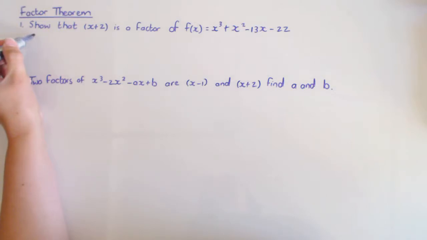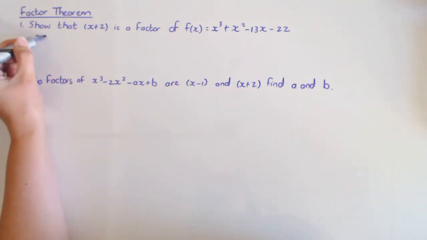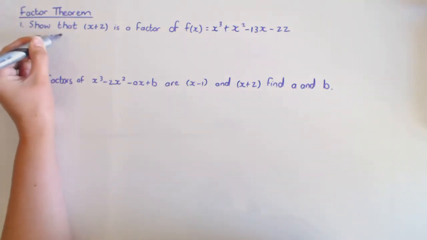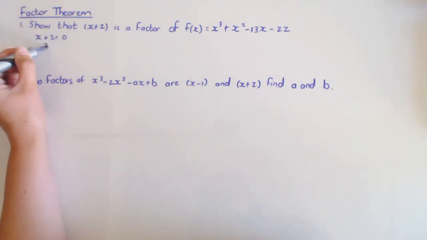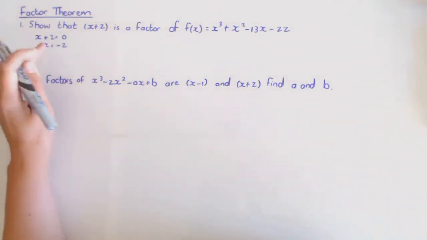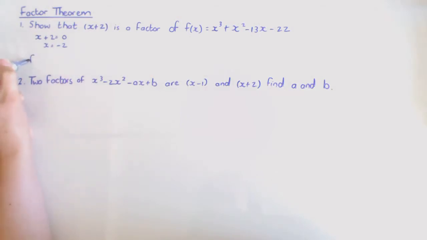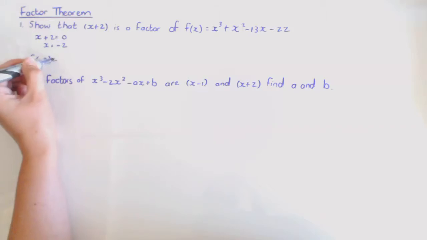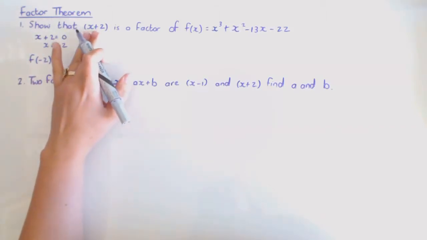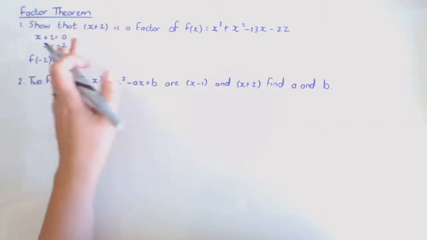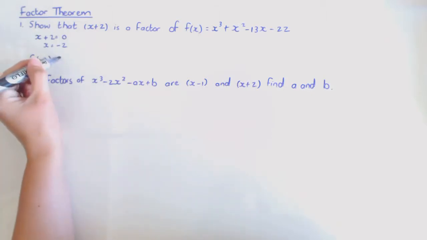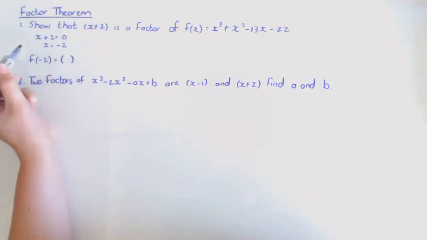With the remainder theorem, what I did was I said x plus 2 is 0, then I find this value -2 from that. So now the factor theorem says basically, if I substitute this -2 into my function and I get 0, then this bracket is a factor of that function. So let's substitute this into the function.